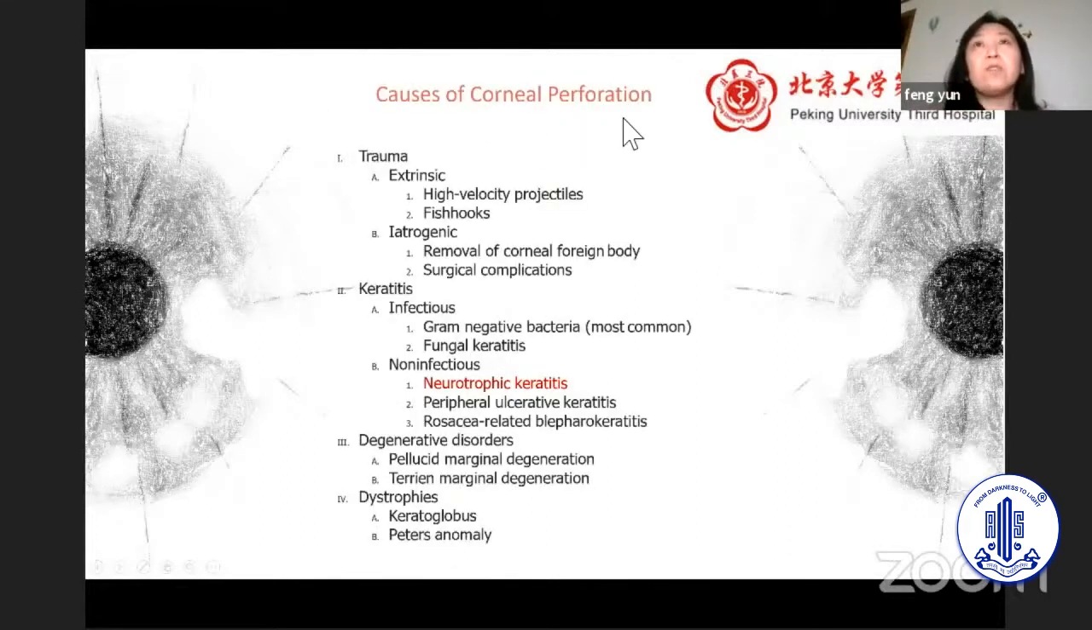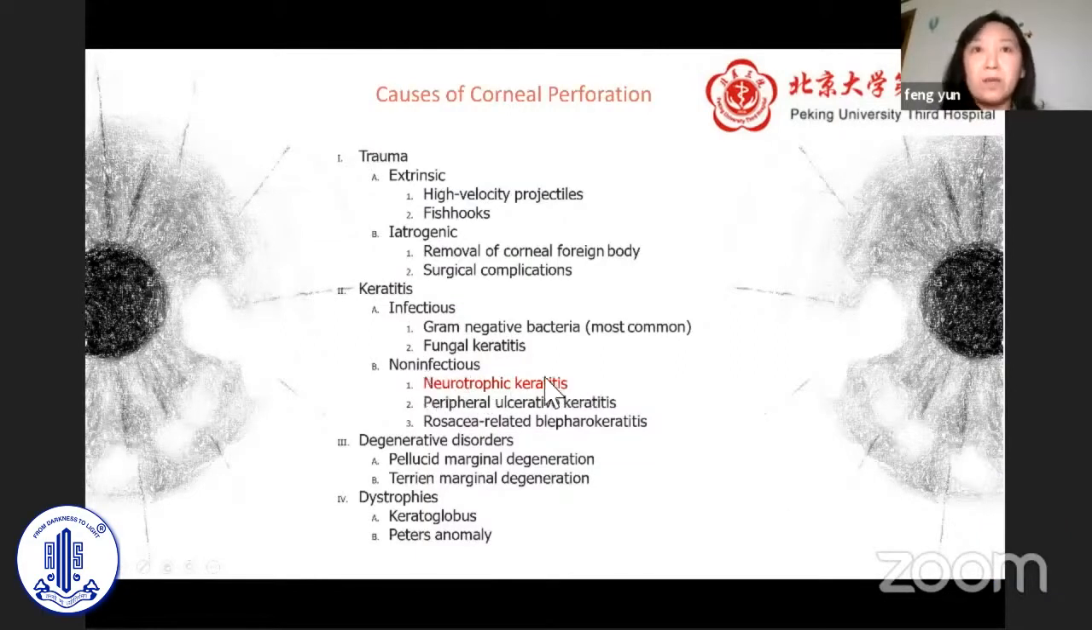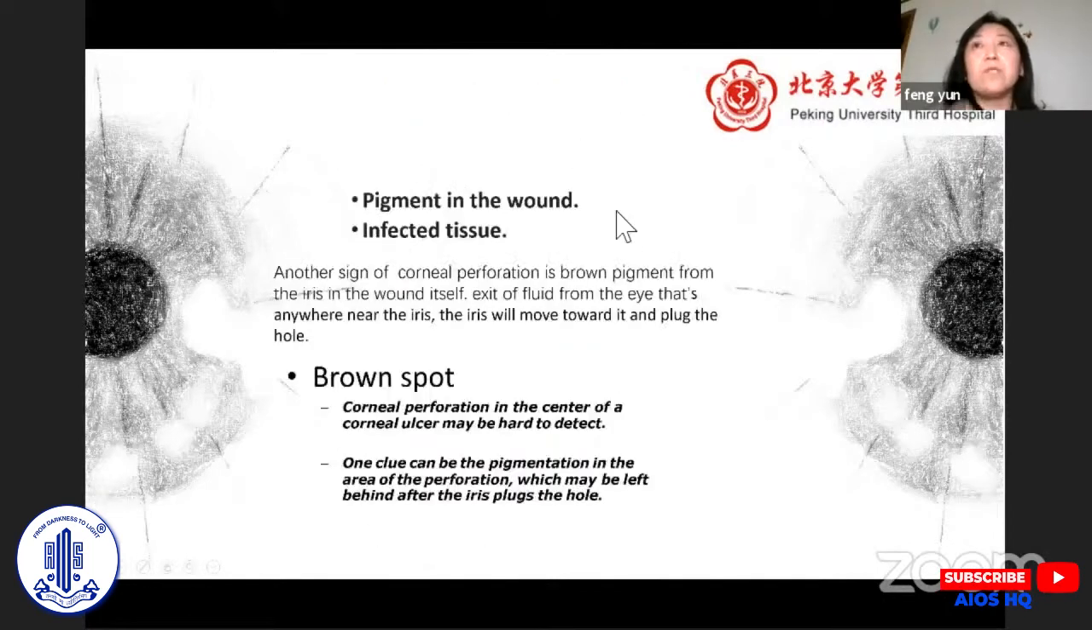The causes of corneal perforation, according to the AAO guideline, include trauma, which is also very common, and keratitis. We have many infectious and non-infectious causes. Mostly microperforation happens in neutrophilic keratitis, and also in many infectious diseases and some autoimmune diseases. For some, we need to pay attention.